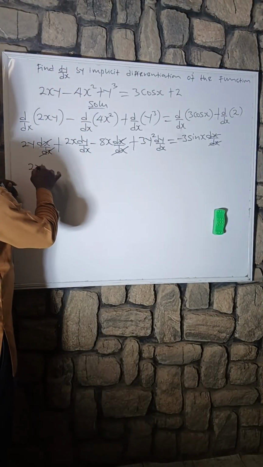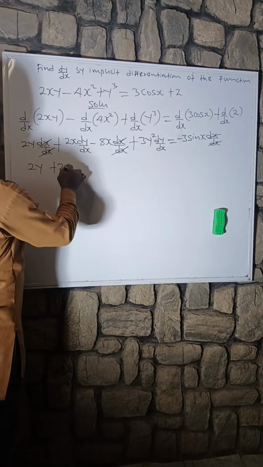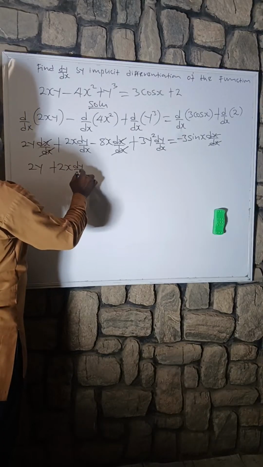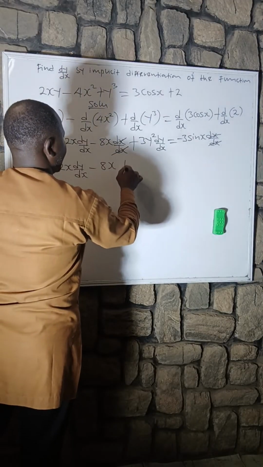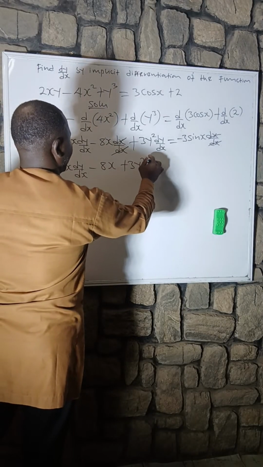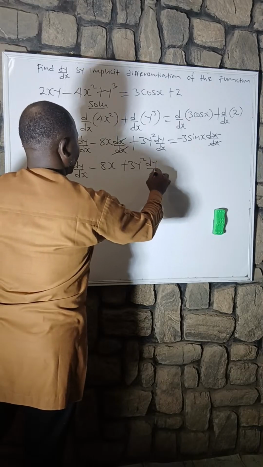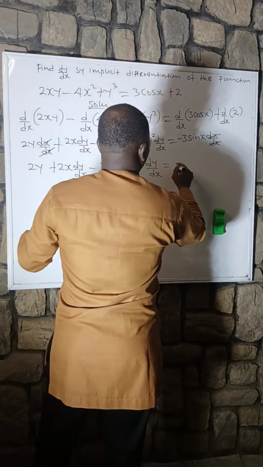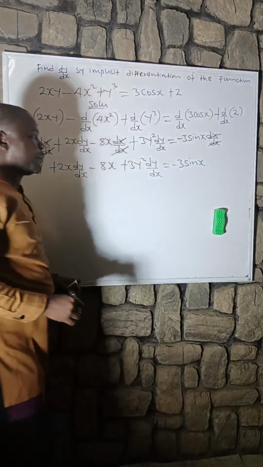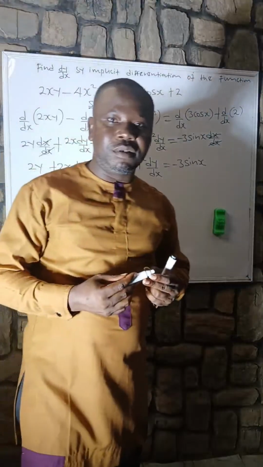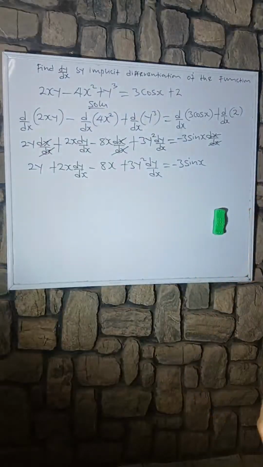Our 2y plus 2x dy all over dx, then minus 8x plus 3y squared dy all over dx is equals to minus 3 sine x. True or false? Do you agree with me? Look at the board very well. Any question? Do you have any question? Yes or no? Okay, no question.